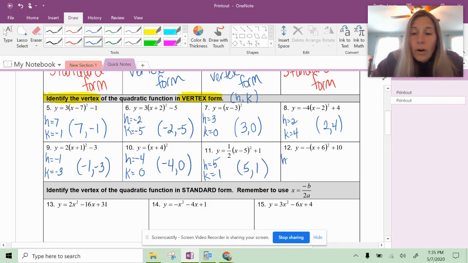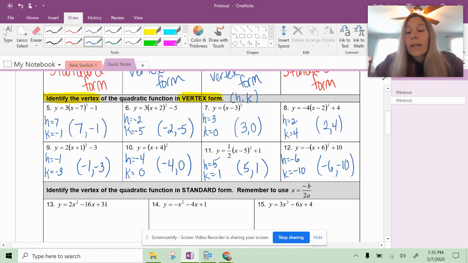And number 12, our h is negative 6. Our k is negative 10, and that point would be negative 10. Oh, sorry, negative 6, negative 10 for the vertex.